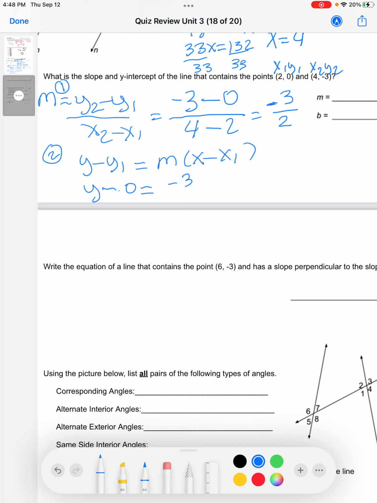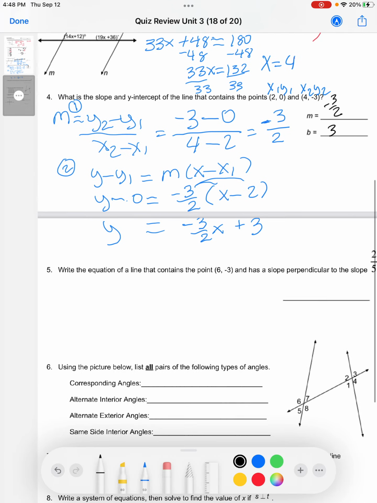Okay, m is -3/2, as we just decided a minute ago. Minus 0, 4 minus 2. And then x1 is 2. Okay, I'm going to distribute. So that's -3/2 x. And then -3 times -2 is 6. 6 divided by 2 is 3. So y equals -3/2 x plus 3. So my slope is -3/2, and b is 3, which is the y-intercept.